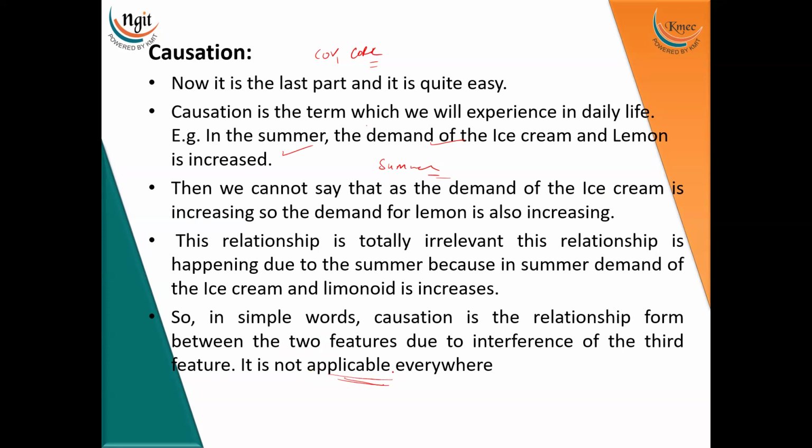So this is all about covariance, correlation, and causation. I hope you understood the concepts and especially the problems we solved. Keep on solving these exercises on covariance and correlation. Thank you.